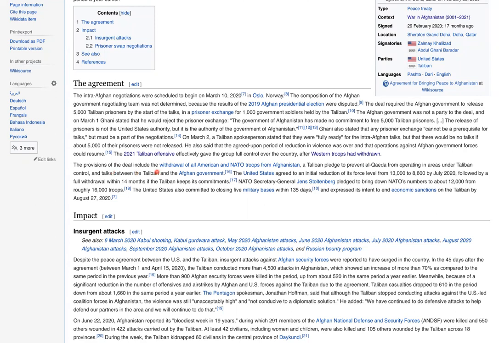The provisions of the deal include the withdrawal of all American and NATO troops from Afghanistan, a Taliban pledge to prevent Al Qaeda from operating in areas under Taliban control, and talks between the Taliban and the Afghan government. The United States agreed to an initial reduction of its force level from 13,000 to 8,600 by July 2020, followed by a full withdrawal within 14 months if the Taliban kept its commitments. NATO Secretary General Jens Stoltenberg pledged to bring down NATO's numbers to about 12,000 from roughly 16,000 troops. The United States also committed to closing 5 military bases within 135 days and expressed its intent to end economic sanctions on the Taliban by August 27, 2020.